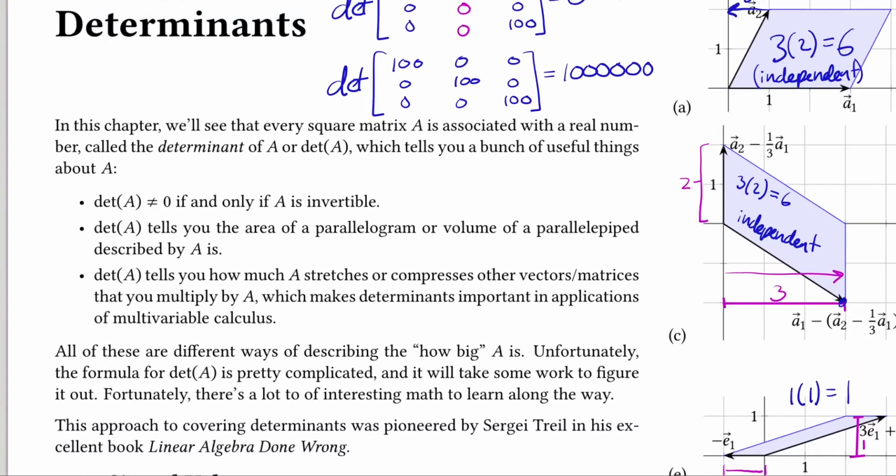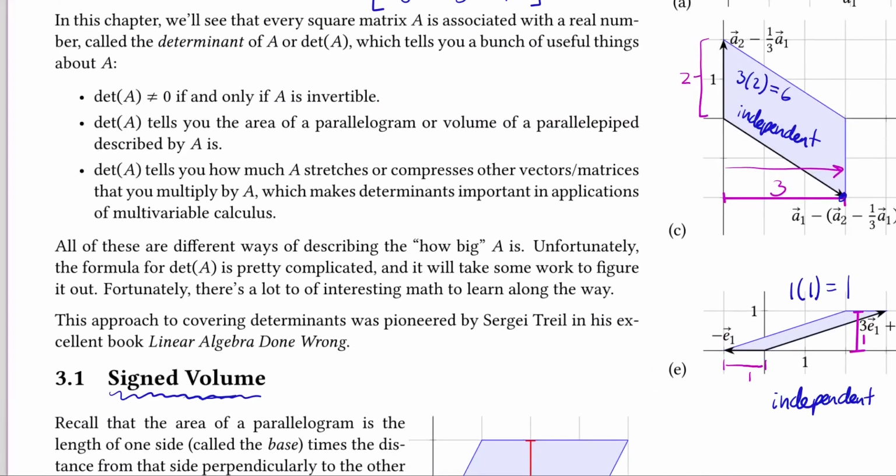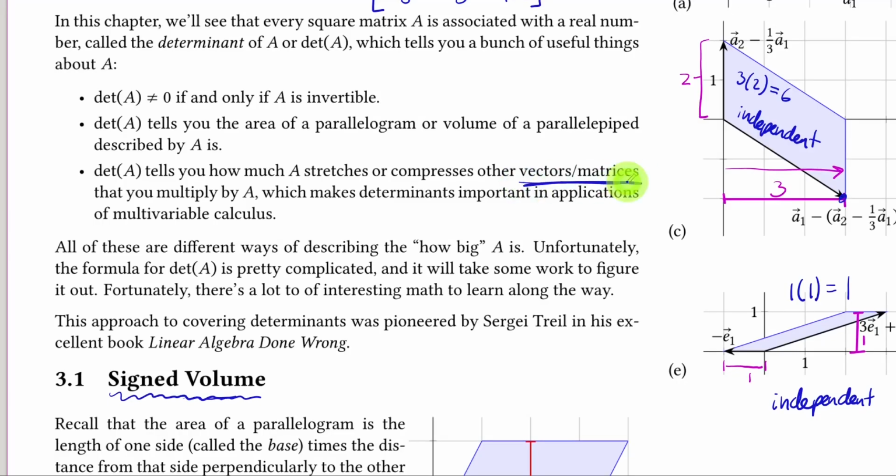And we're going to see why the determinant is not 0 if and only if your matrix is invertible. So chapter 2 is going to play a big role here. We're going to see how the determinant tells you about something like the area of a parallelogram or the volume of a parallelepiped, like you just did in the warm-ups. And the determinant also tells you about what happens when you multiply other vectors and matrices by A. Like how much does multiplying by A stretch out other things?